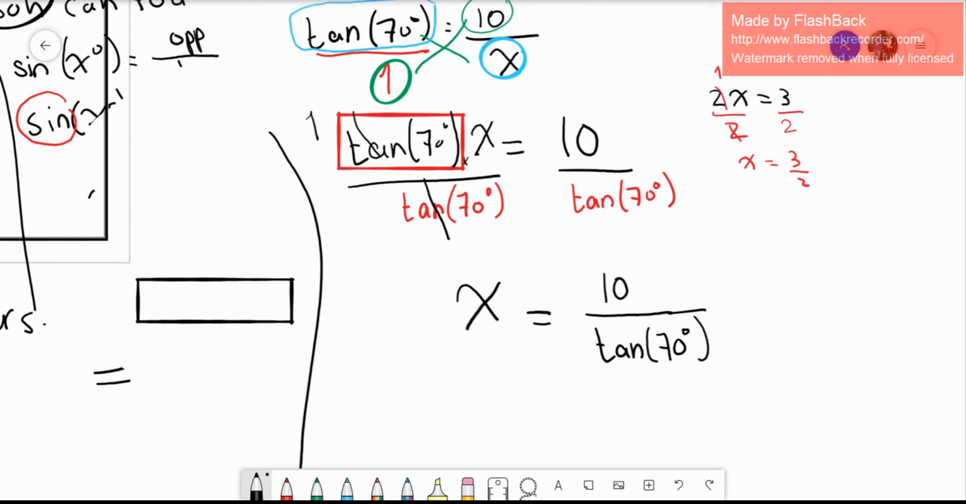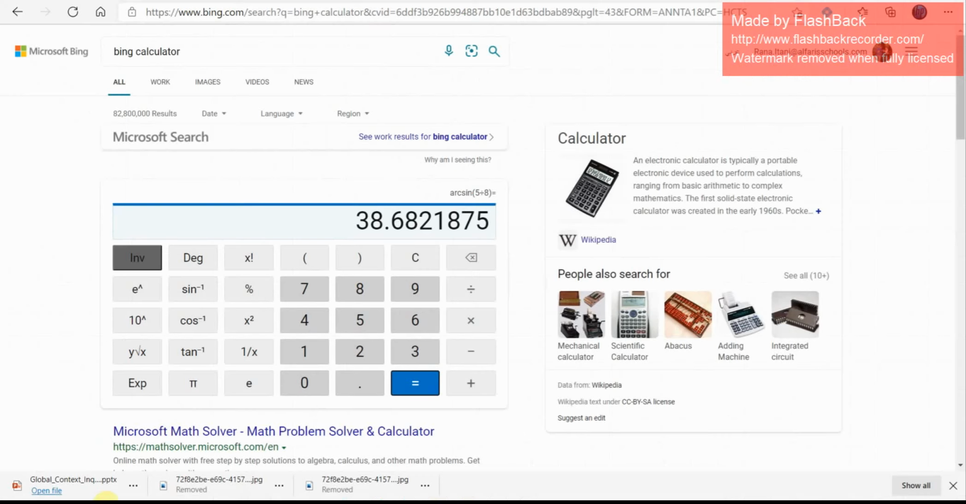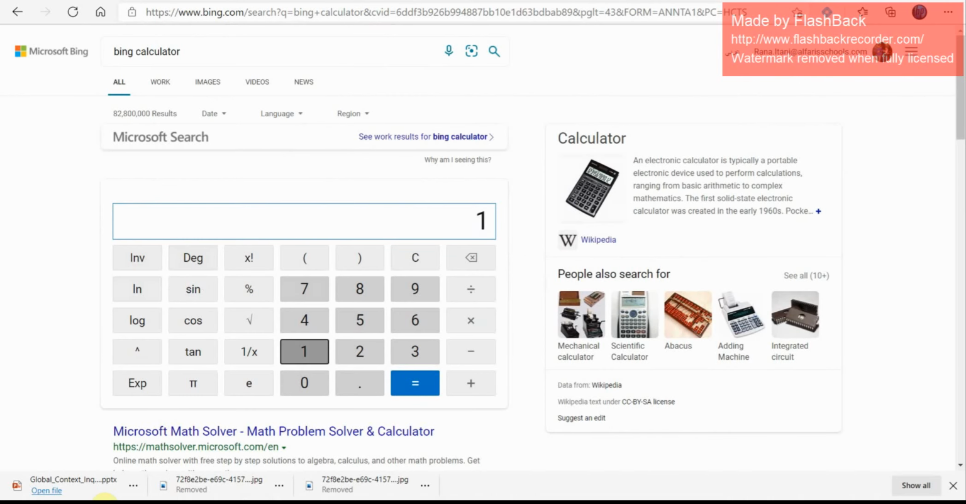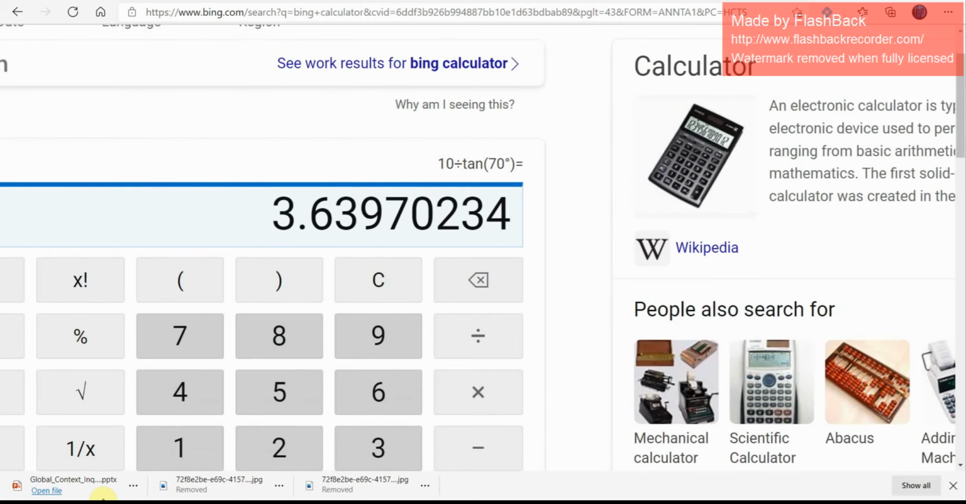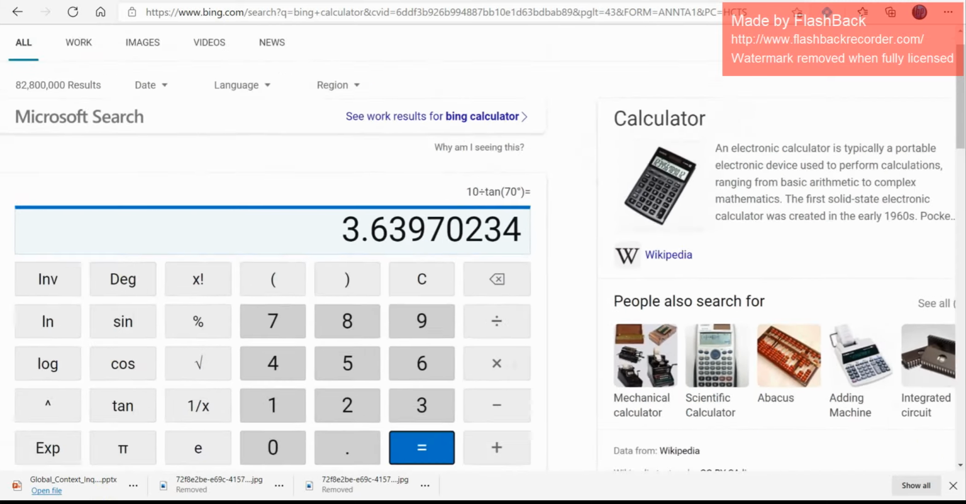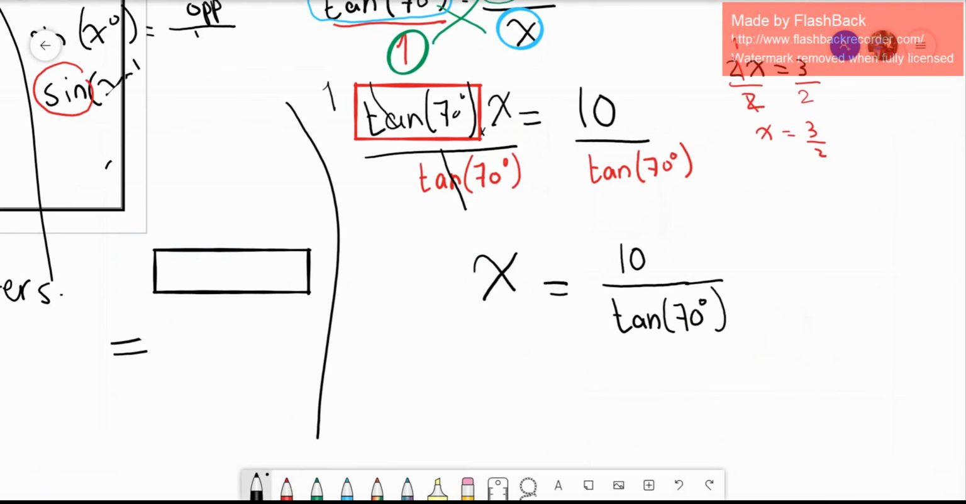So now on the calculator, you're going to do the following. You make sure you're on the degree mode. And you're going to do 10 divided by tangent of 70 degrees. You will get something. And look, if you noticed, you see the calculator took 70 degrees. Did you see? So 10 divided by tangent of 70, you will get 3.639. So therefore x is 3.639.